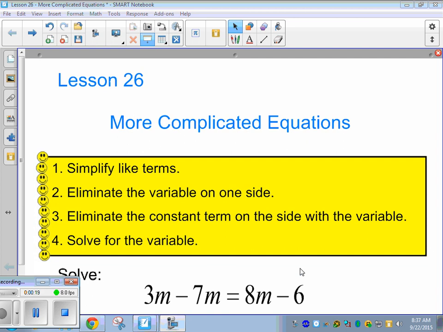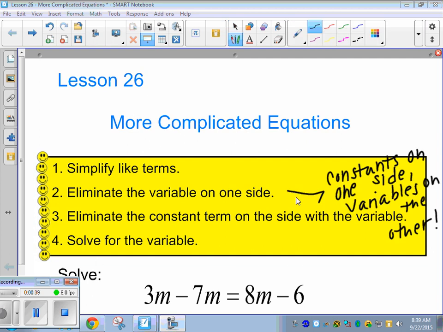Number 2, eliminate the variable on one side. Number 3, eliminate the constant term on the side with the variable. And 4, solve for the variable. So go ahead and copy these steps down. These steps are really important and will be forever in math. All the math that you guys will ever take, I promise.